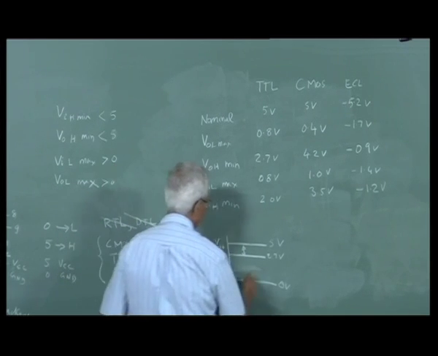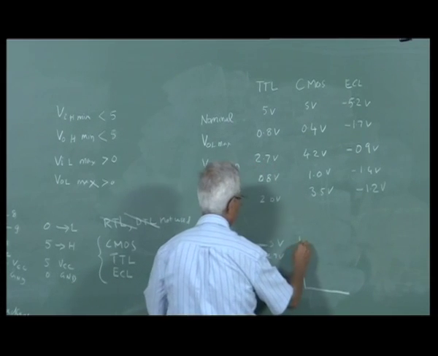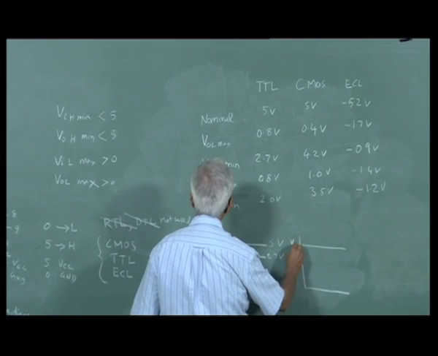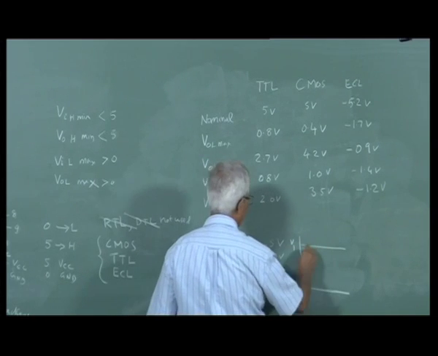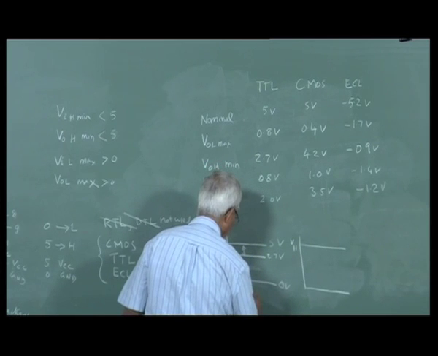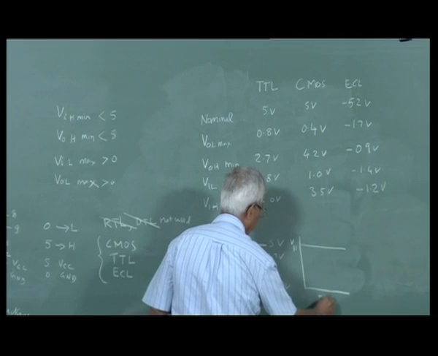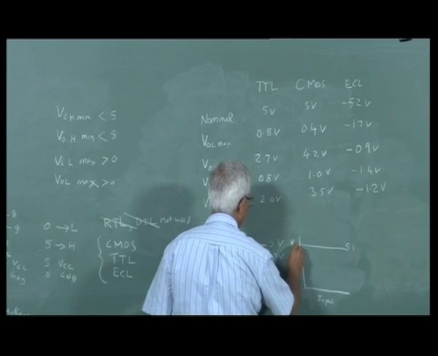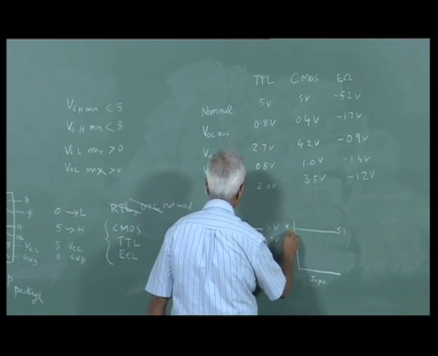Output. VI, input, maximum 5 volts. This is an output side. This is input side. Again, it is nominally 5 volts.